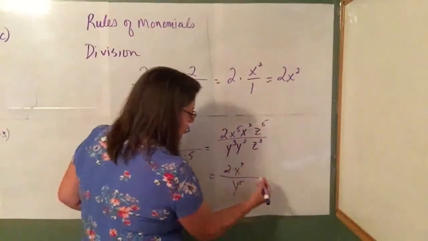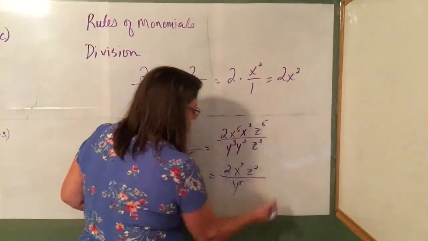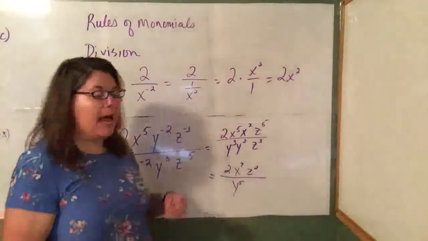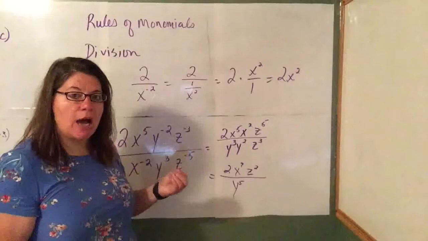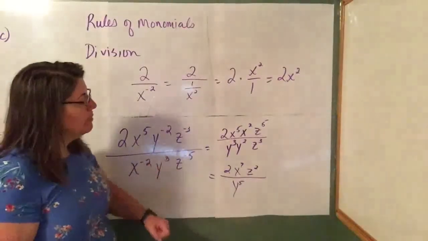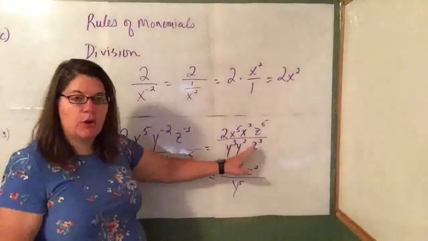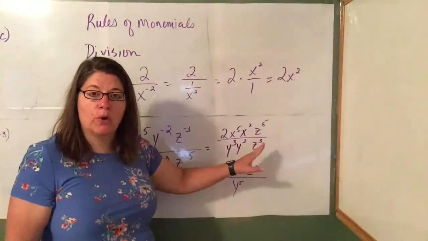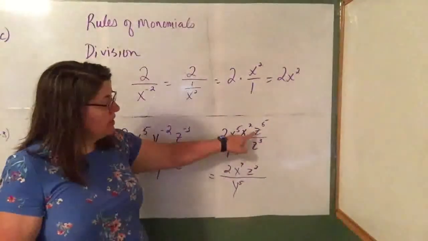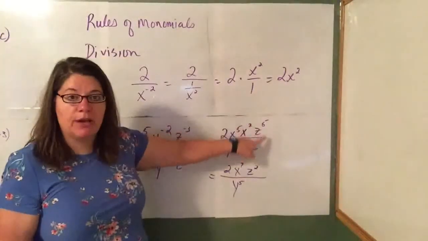5 minus 3 is 2, so that z squared goes on the top. Now, how do we know whether our z squared goes on top or bottom? Well, this is a real simple rule. Whichever exponent was the biggest is where your leftovers are going to be. So here, the z to the 5th, the 5 is bigger than a 3.